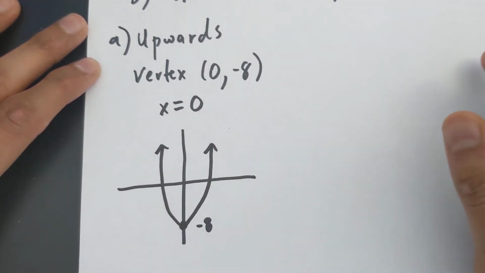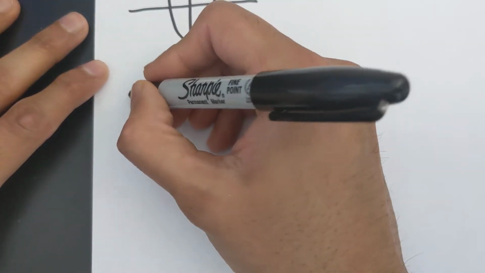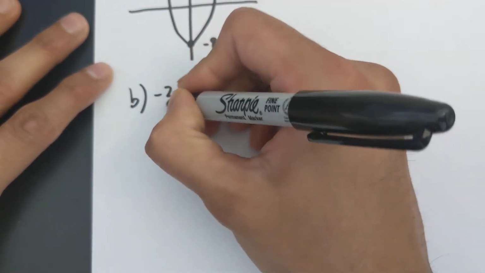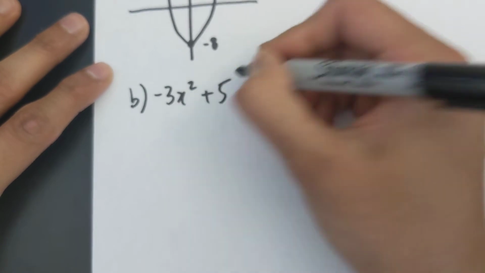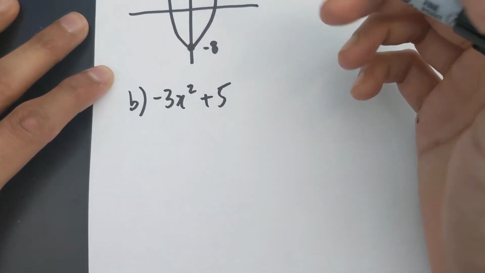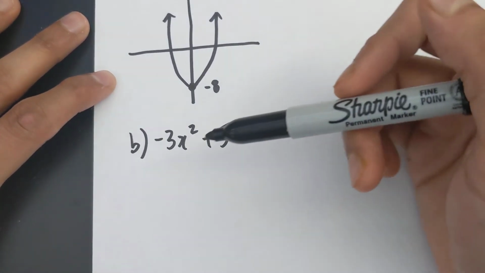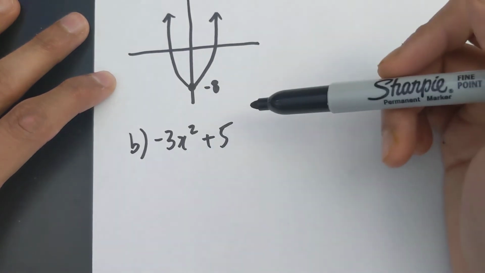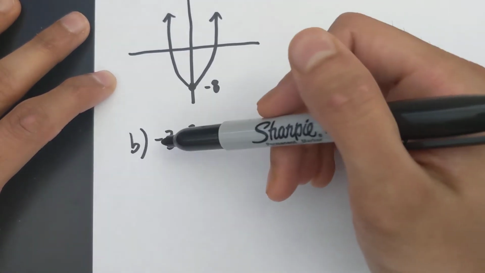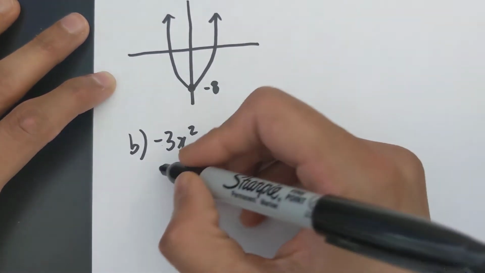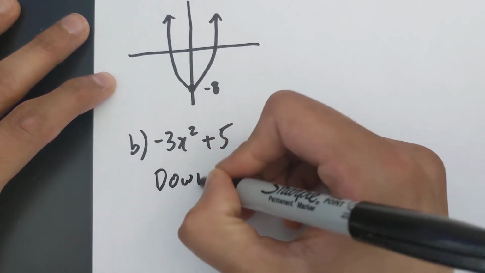Okay, let's try part B. So part B is negative 3x squared plus 5. Again, the same as part A. It's standard form and vertex form. I'm going to prefer the vertex form. So since it's negative 3x squared, it's going to open downwards.